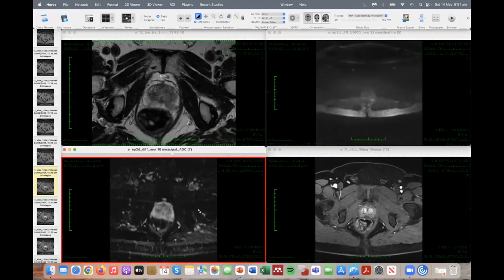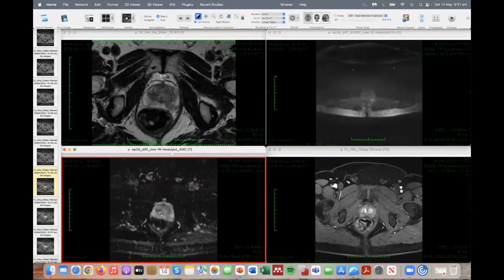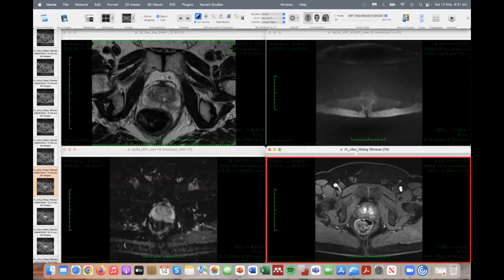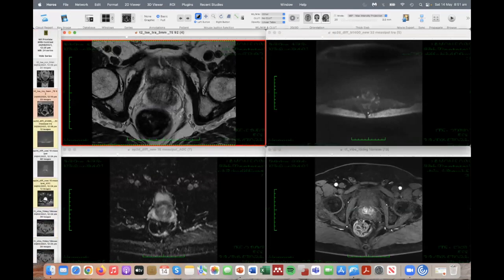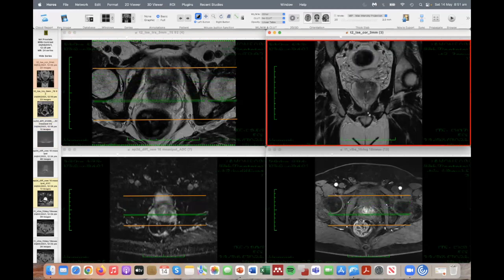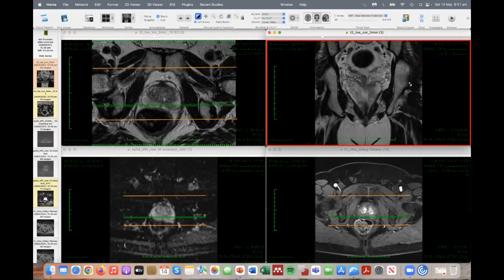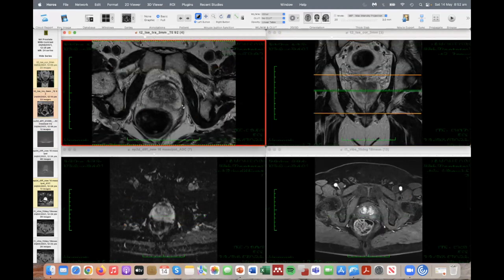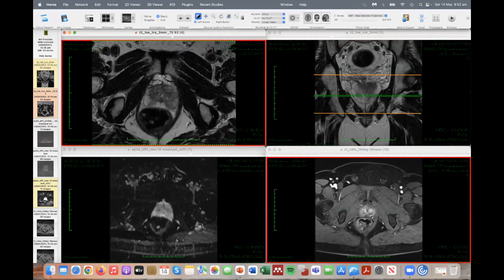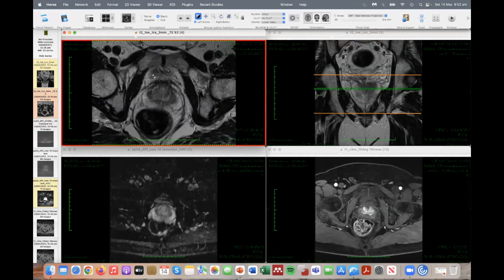So we have a stable PSA, and we have an area of low T2 signal intensity and restricted diffusion with mild enhancement. If we have a look at the coronal sequence, we can see that the area we are referring to is this area here. But again, there is no enhancement, and we have the presence of these huge artifacts from rectal gas and stools, and also some motion artifacts.